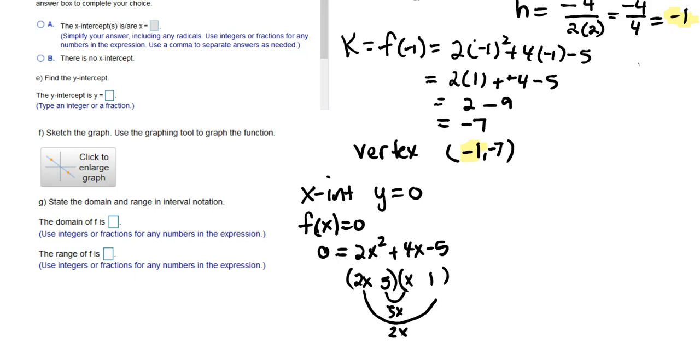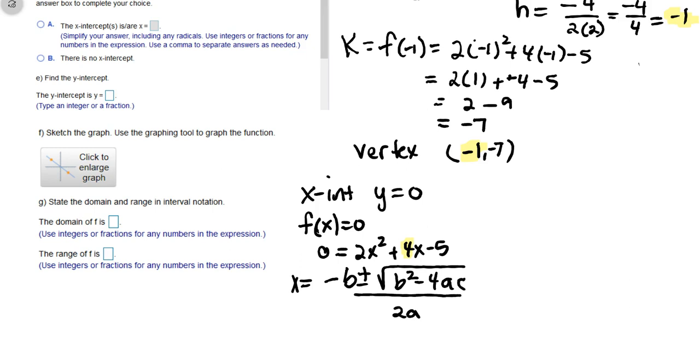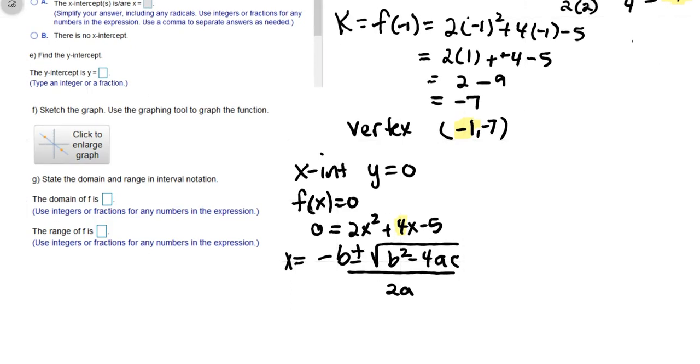That doesn't work. So let me try the 5 over here and the 1 here. That would give me 10x and 1x, which can't make the 4 that I want in the middle. So factoring is not going to work here, but we can use the quadratic formula to solve any quadratic function. The quadratic formula is negative b plus or minus the square root of b squared minus 4ac, all over 2a. Earlier we saw that a was 2, b is 4, and c is negative 5. We'll substitute those values into the formula. That would be -4 plus or minus the square root of 4 squared minus 4 times 2 times -5, all over 2 times 2.